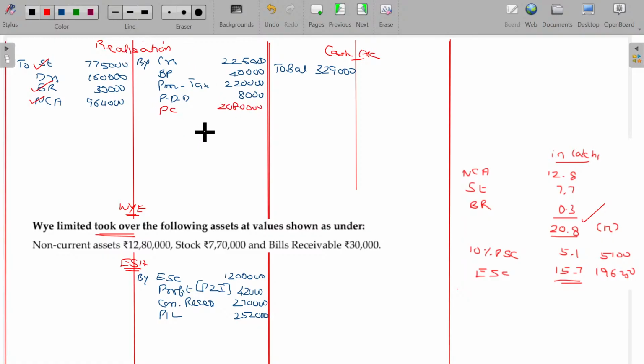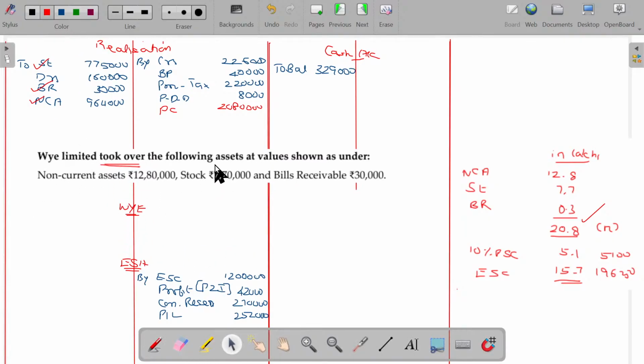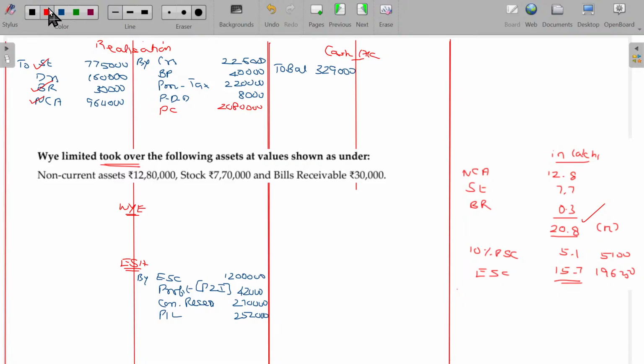The other unticked items may be settled later on separately. I'll do that later on. So first, let me finish up all these things. So the purchase consideration being 20.8 lakhs is payable by Y Limited. So here, purchase consideration, this value being 20 lakhs 80,000. And the mode of payment being 10% preference share capital as well as equity share capital. 8 rupees paid up, the face value being 10. So 5.1 lakh and 15.7 lakhs.